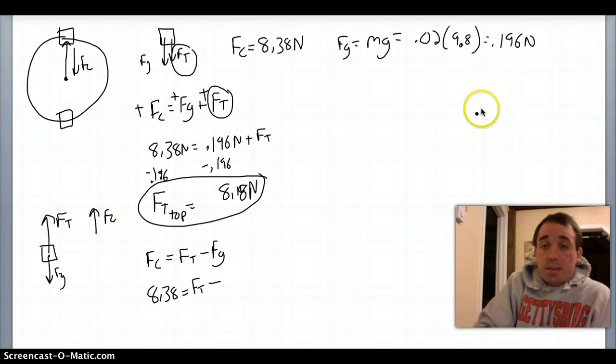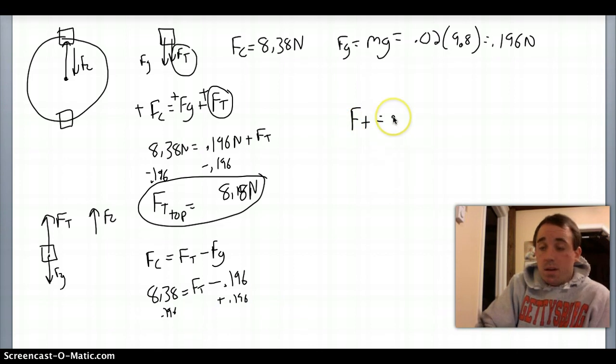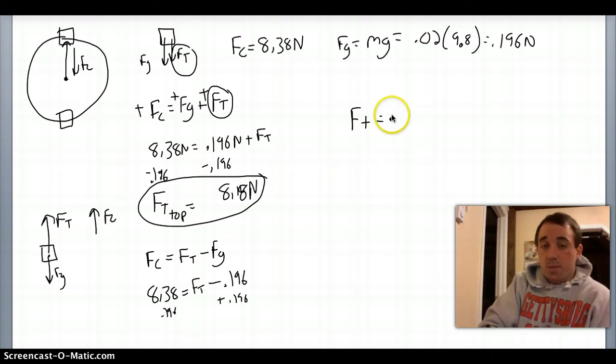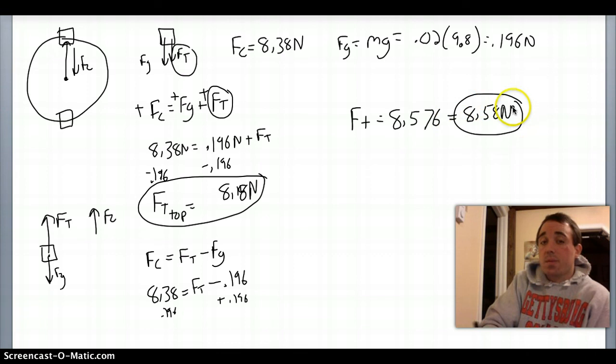Well, it's the same thing. Mass times gravity hasn't changed. So that's still 0.196. But because it's minus here, now I have to add it. So my tension force is going to be 8.38 plus 0.196, which, just keeping a couple extra decimals, is 8.576, or 8.58 newtons. It increases a little bit.